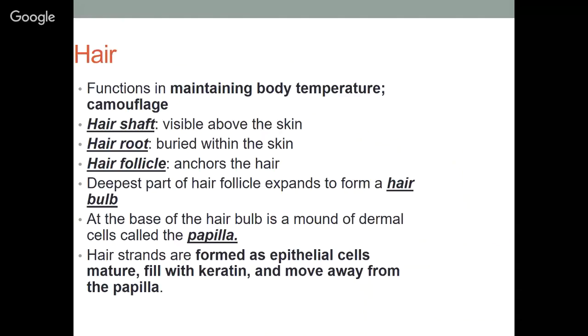Well, there's actually five different parts, but the three that we typically see are the hair shaft, which is visible above the skin. If you pull the hair out, you have the hair root that is buried within the skin. The hair root is attached into the hair follicle, where it is anchored to the deepest part of the hair follicle, which is the hair bulb. I'm going to show you a picture of that in just a second. At the base of that hair bulb is a little mound of dermal cells called the papilla. Those dermal cells are where the epithelial cells start their process of maturing, filling with keratin, and moving away from that papilla.